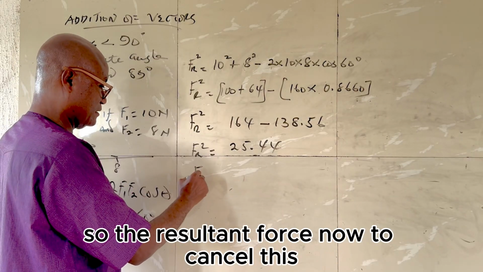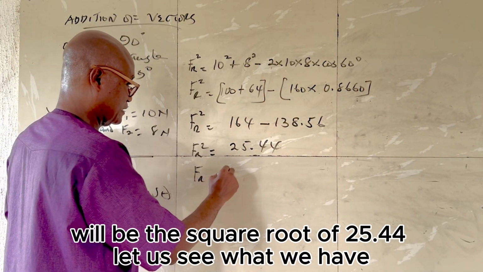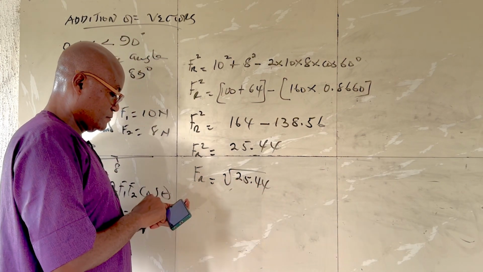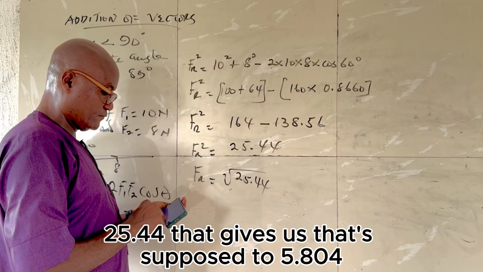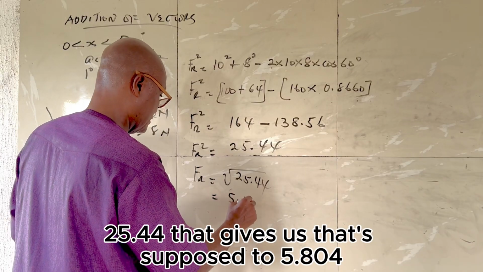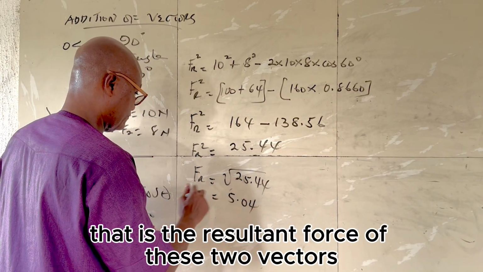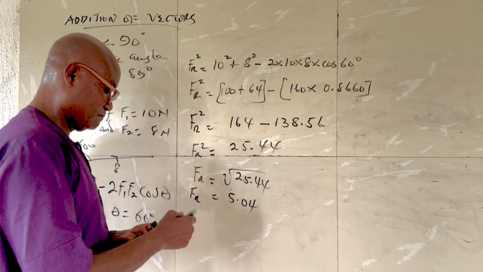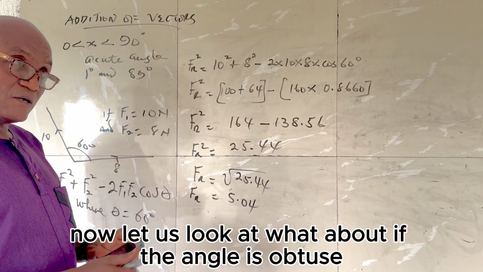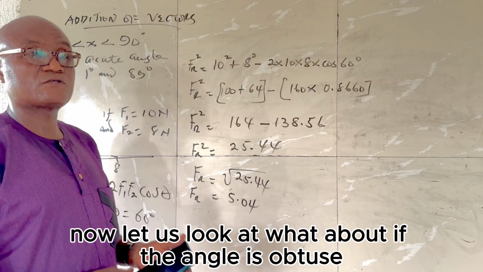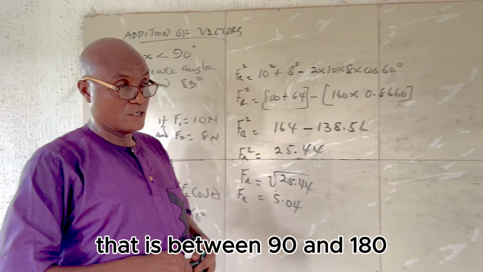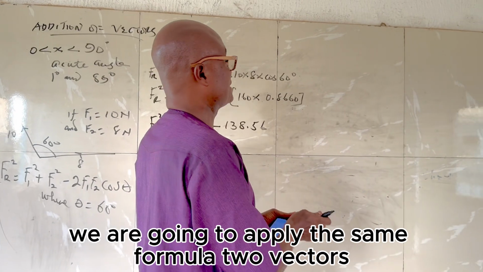So the resultant force now, we have to cancel the square, will be the square root of 25.44. Let us see what we have. That gives us 5.04. That is the resultant force of these two vectors, if it's at an acute angle. Now, let us look at what happens if the angle is obtuse, that is between 90 and 180. We are going to apply the same formula.